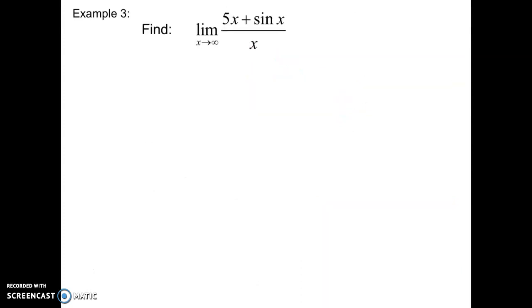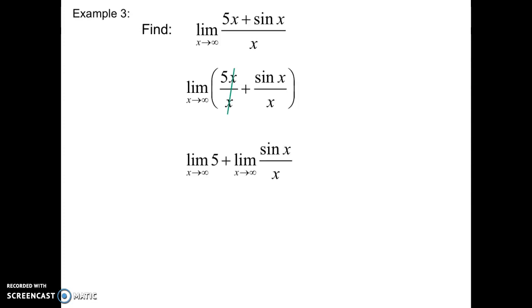Here's another limit to infinity. As x approaches infinity, let's use some of our rules for limits here. We know that the limit of a quotient is equal to the quotient of the limits. We know the limit of a sum is equal to the sum of the limits. And we know that when we have a constant multiplied by a function, we can pull that constant out to the front. So I'm doing a little bit of my limit laws here. I know that in this case, the x's will cancel, so I get the limit as x approaches infinity of 5 plus the limit as x approaches infinity of sine of x over x.